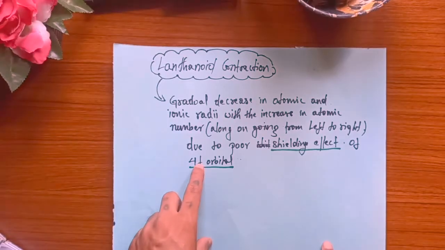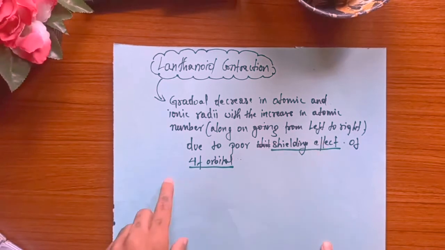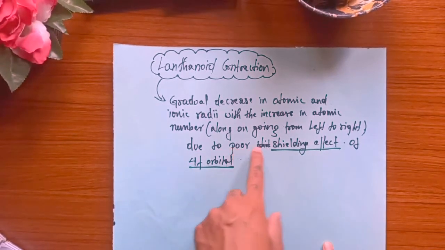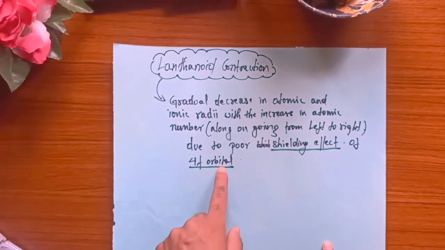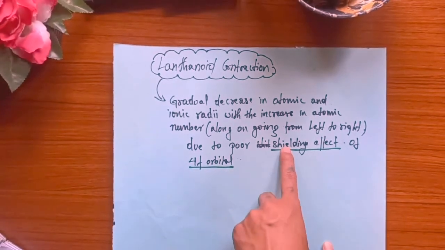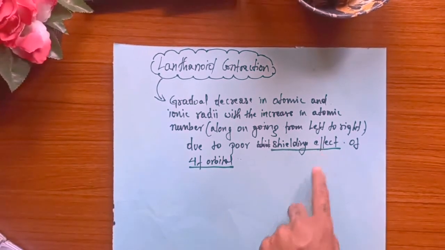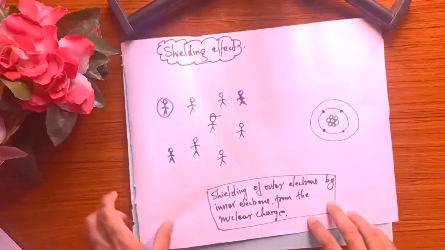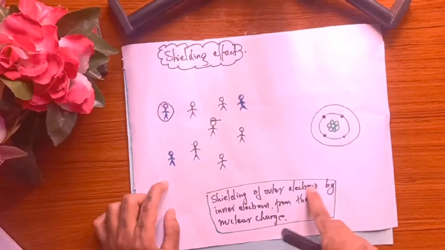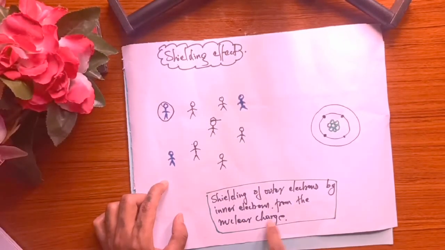Okay, so let's understand the main reason behind this contraction. It says here it is due to the poor shielding effect of 4f orbitals. So very quickly I'm going to show you what the shielding effect is. Shielding effect is basically the shielding of outer electrons by the inner electrons from the nuclear charge.